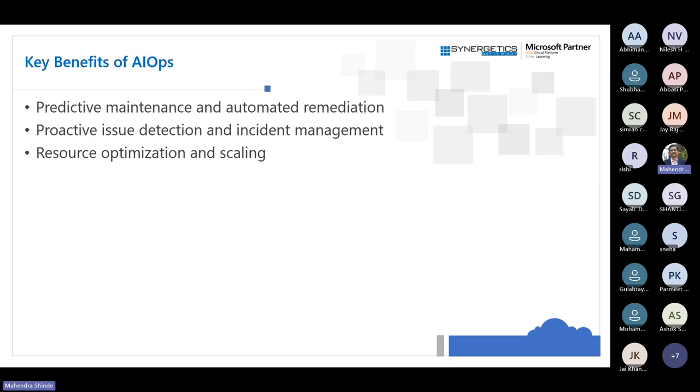First one, predictive maintenance and automated remediation. Number two, proactive issue detection and incident management. Number three, resource optimization and scaling. You can scale your resources down to a lower level or up to a higher level as and when it is required, right? And you can proactively detect issues before they arise, or detect them after they arise and automatically fix them, right? So your team will simply monitor and supervise the system, and the system will take corrective action as and when required. That kind of approach.